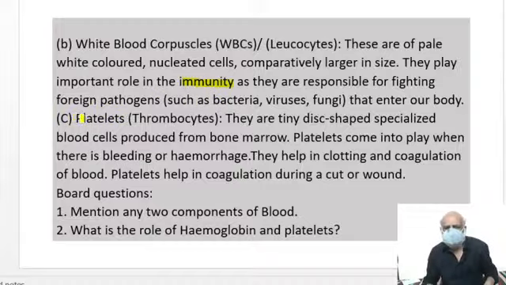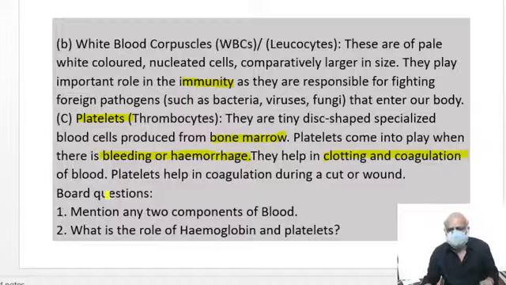What is the role of platelets? Platelets are produced from bone marrow. Platelets come into play when there is bleeding or hemorrhage. They help in clotting and coagulation.